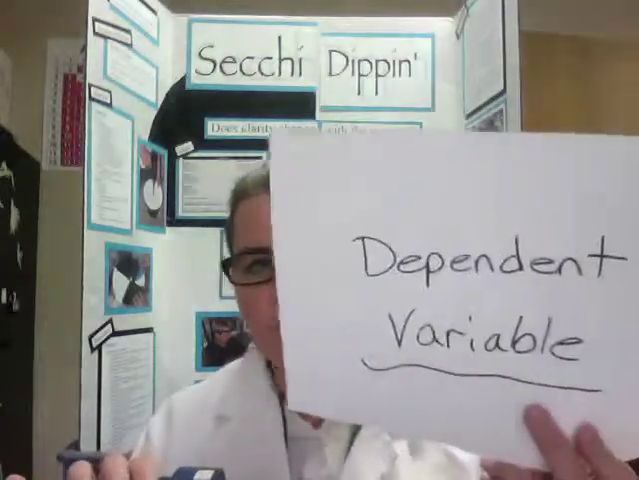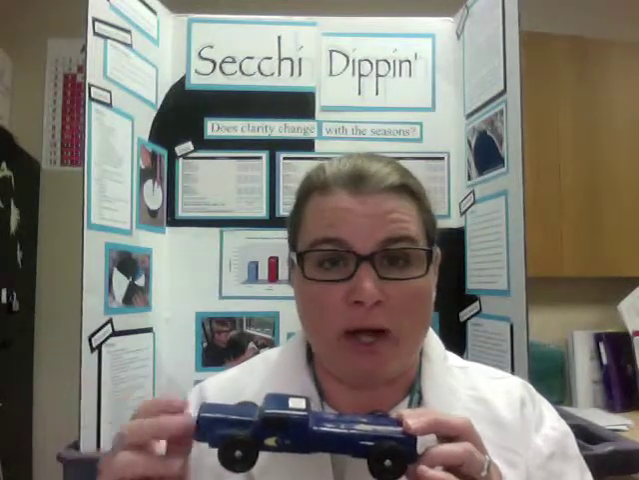Now the dependent variable, this word again, dependent variable, is what I'm measuring. So in this case, what am I measuring? Well, I'm measuring the speed, and I'll measure it in seconds. So how long it takes to get down the ramp, I'll be taking with a stopwatch. So that is my dependent variable. So my independent variable is the one thing I'm changing, the location of the weight. Everything else I'm keeping constant. And then the dependent variable is the measurement, and that is the speed.